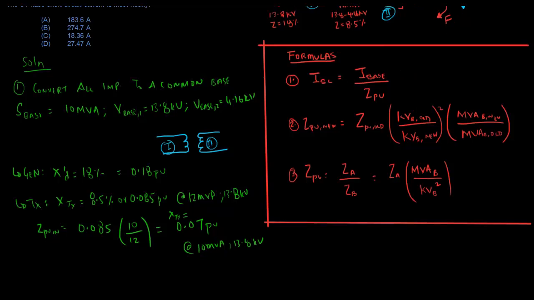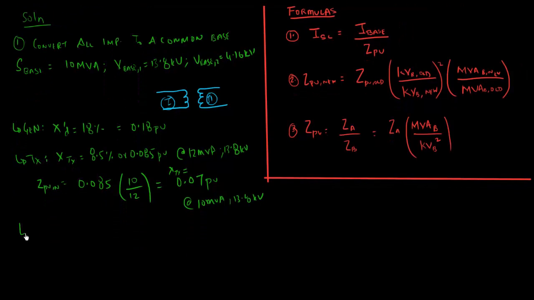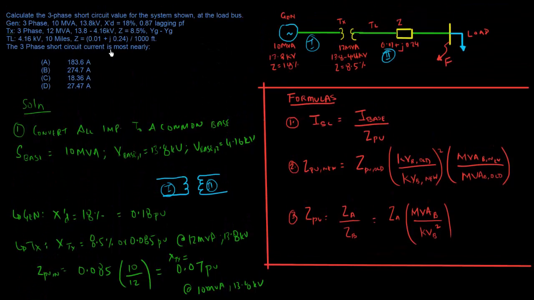So we've converted this. Now let's look at the transmission line. The transmission line has two components. We've been given the resistance 0.01 and the reactance 0.24. Now the other thing to notice here is these values. I think what's not mentioned here is this is in ohms per 1,000 feet. And the line is 10 miles long.